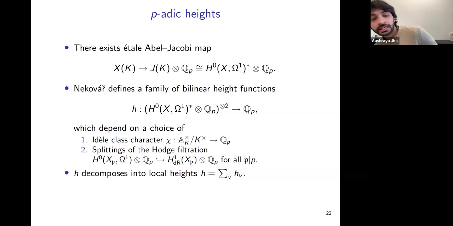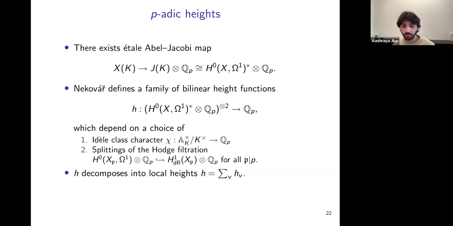So I told you they come from these p-adic heights. So Jen talked about these too in her talk. I'll mention these again. The first thing is I can take points from X, and we have this étale Abel-Jacobi map, which takes them inside the Jacobian and then puts them inside the dual of the one forms. And what Nekovář does is that he defines a family of p-adic heights, which depend on a choice of an idele class character. So this is just a continuous additive homomorphism. And splittings of the Hodge filtration of the de Rham cohomology.